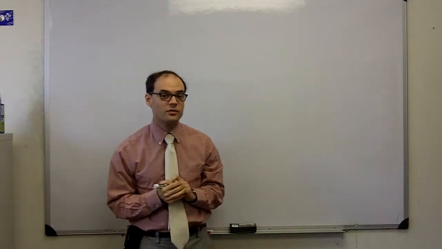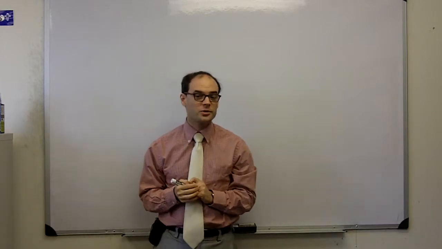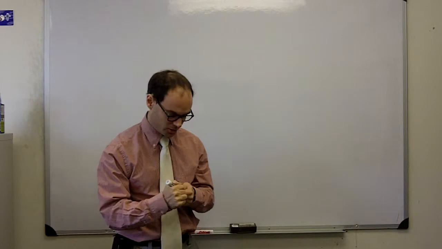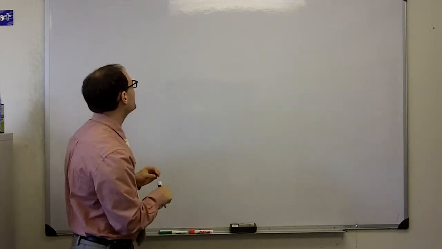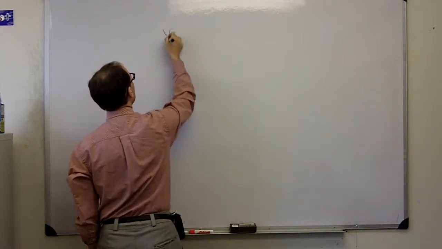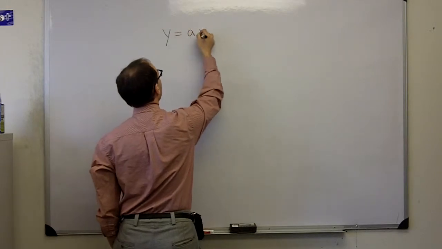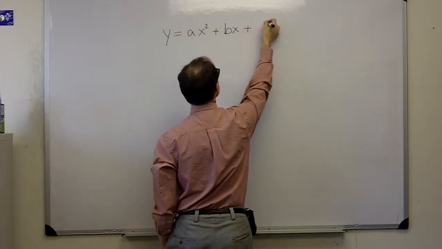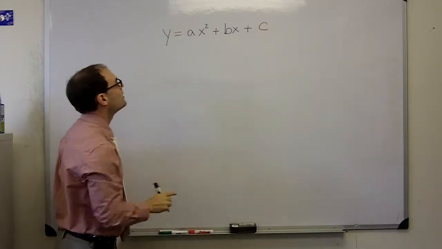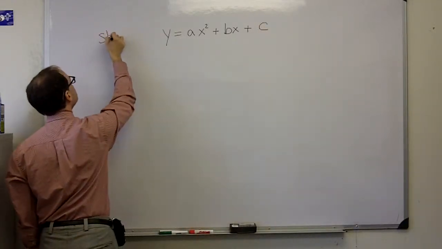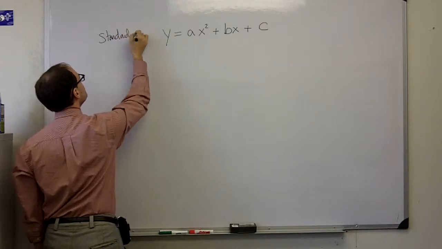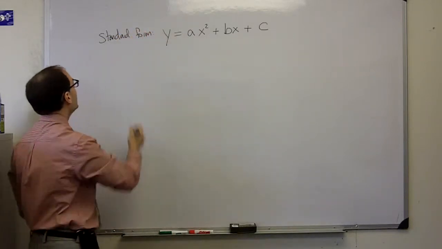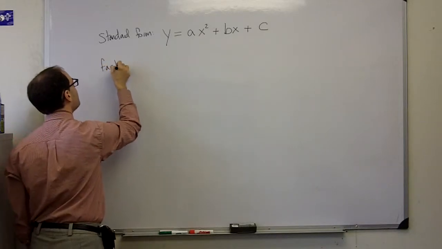This is the second of 4 videos on dealing with the x-intercepts or roots of a quadratic polynomial. And the idea here is, how do we convert between the standard form of a quadratic and the factored form?